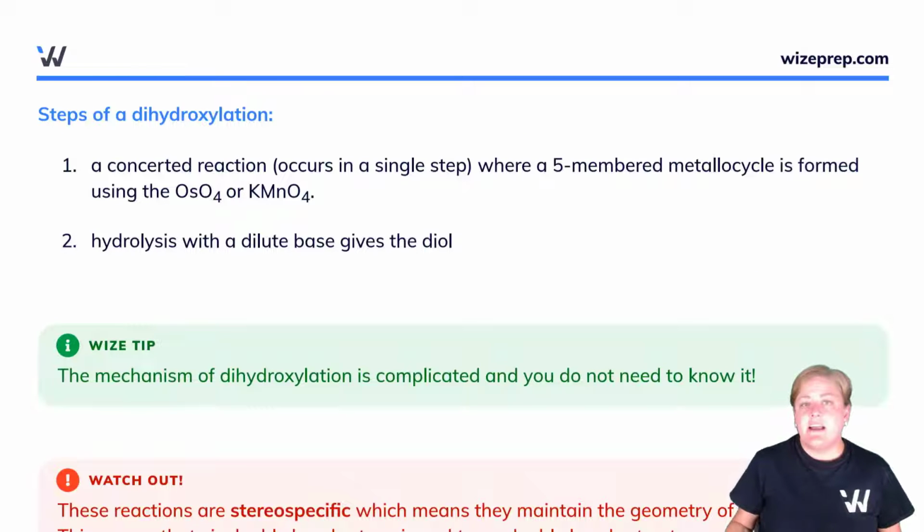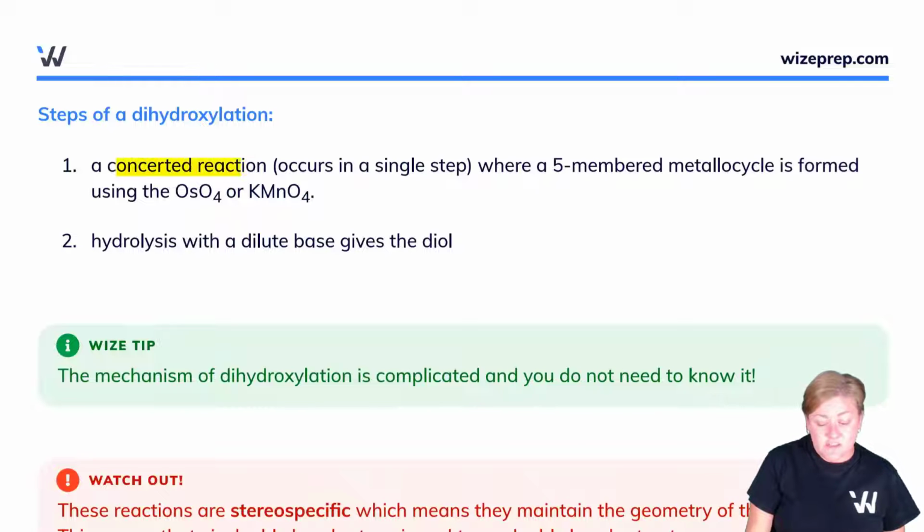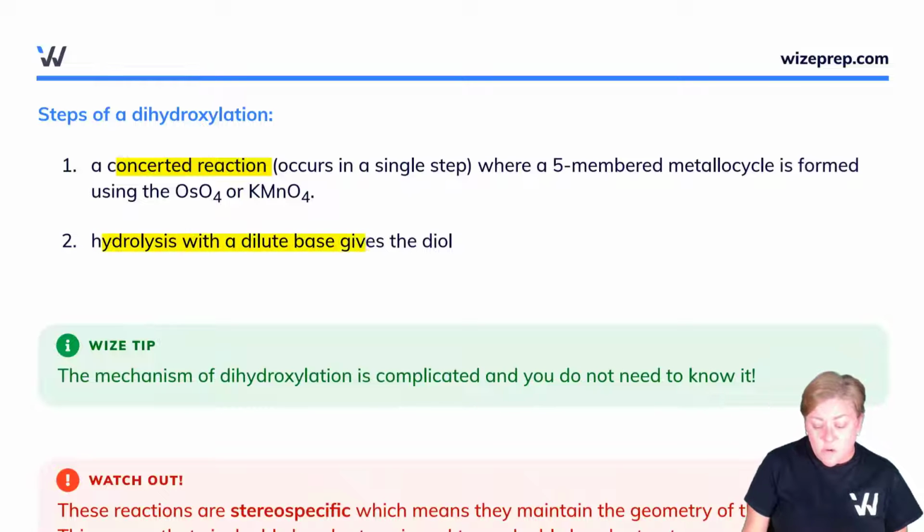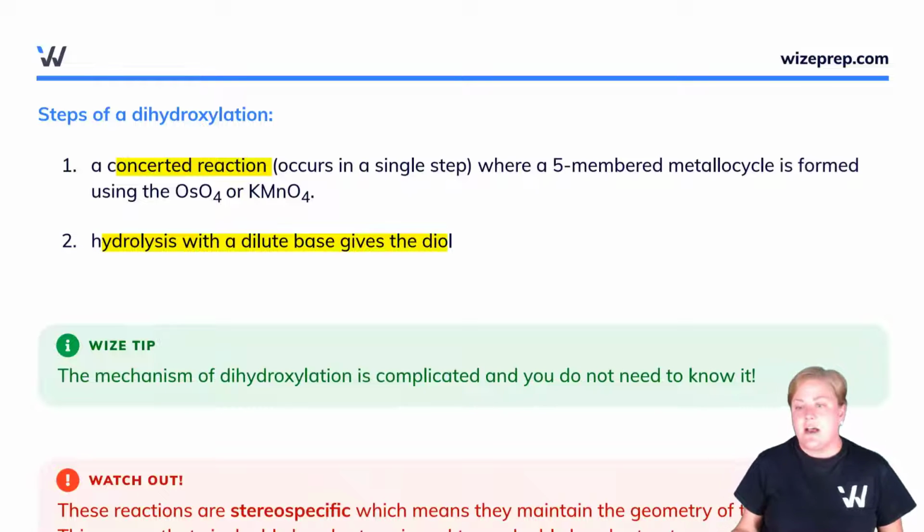The steps of a dihydroxylation and the mechanism of it is remarkably complicated. And so you're not going to be asked to be responsible for the mechanism at this level of organic chemistry. It does occur as a concerted reaction for the first step. In other words, everything happens at once. We make a 5-membered ring, and that happens with either the osmium or the KMnO4. The second step of the reaction is hydrolysis with some dilute base to give the diol.